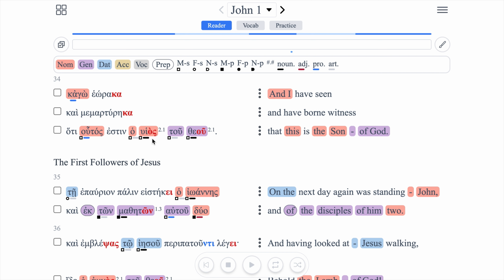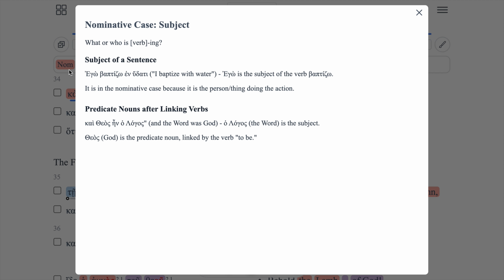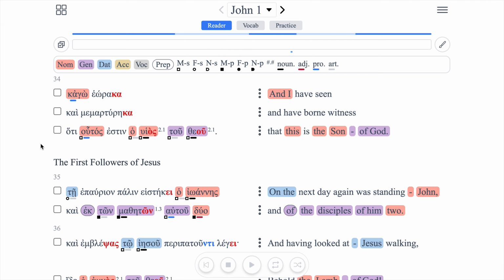However, when we consult the grammatical notes, we find that a nominative noun is usually the subject of a sentence. In this case, though, estin is a linking verb. It functions like an equal sign. It links houtos, this, and huios, the son, as being the same entity. Because of this linking through the verb estin, huios is not an object but a predicate nominative, a noun that renames or describes the subject and therefore remains in the nominative case.